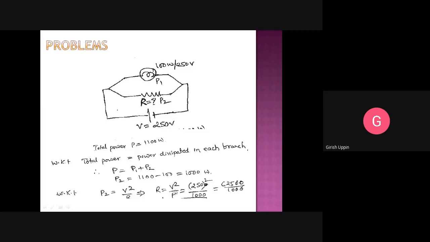So this should be V square by P2, make this correction. Okay, this is not P, V square by P2. P2 is 1000. So 625, we get it is 62,500 divided by 1000. So that will come as 62.5 ohms.